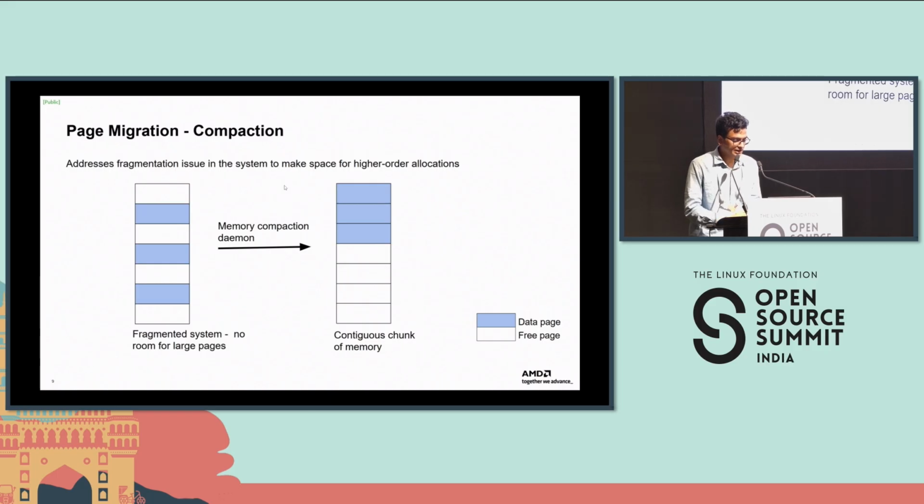Then page migration also helps us address fragmentation issues in the system to make space for higher order allocations. For example, here the physical node is very fragmented, and there is no room for large pages. So our memory compaction daemon will compact the physical pages to one location, so that we have a contiguous chunk of memory where we can allocate higher order allocations, for example 2 MB pages, THP.